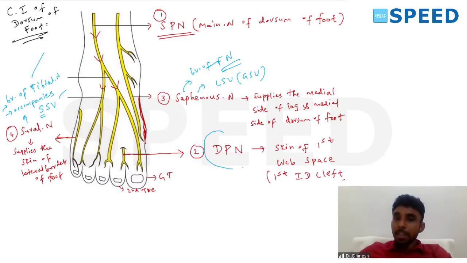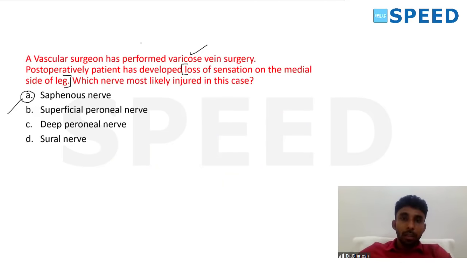So this can be an image-based question that can be asked in future exams. They may mark this particular area and ask what the nerve supply for that area is, that is the deep peroneal nerve. So the answer for this question is saphenous nerve, and we have discussed the areas of the dorsum of foot supplied by the other nerves: superficial peroneal nerve, deep peroneal nerve, and sural nerve.